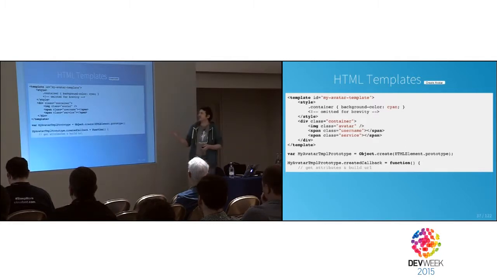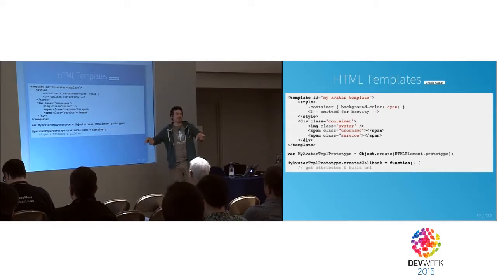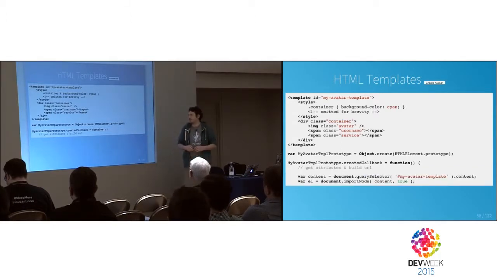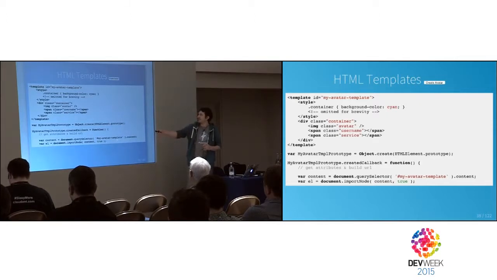Okay, so if we're using this with custom elements, we're going to create this prototype. This is my avatar template, so it's a template-based custom element. I've got the callback. I'm going to do all the stuff that I did previously, so I'm building the avatar again. I'm going to remove that for brevity. I'm then going to grab the content from the template element. So document.querySelector, the ID of this. In this case, that's what I'm using as a selector. And I'm grabbing the content, which is obviously everything within that element.